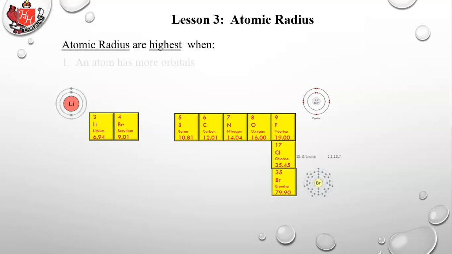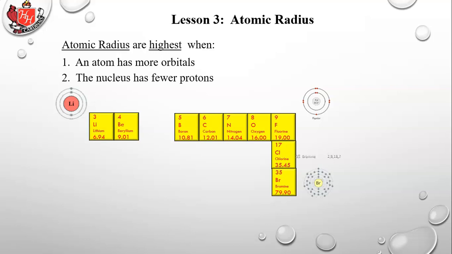Atomic radius is highest when an atom has more orbitals, so that's a pretty obvious one. If you start at fluorine and go down to chlorine and then to bromine, you keep adding orbitals, and they expand outward and outward and outward, and so the atom gets bigger as you add orbitals. So if you go down the periodic table, the atomic radius gets bigger. That one's kind of obvious. The one that's not so obvious is number 2.